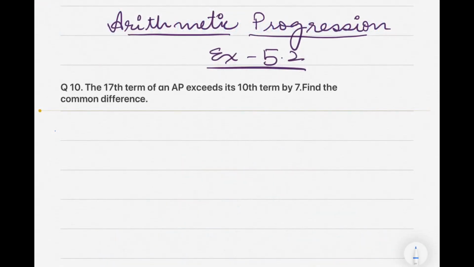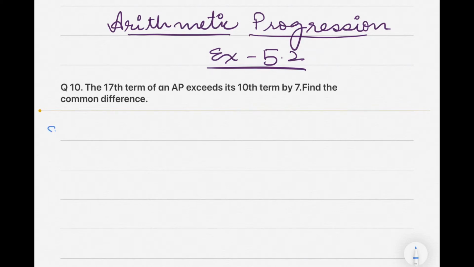Okay guys, so we have done 7th, 8th, 9th questions in the previous video. Now in this video, we are continuing with the arithmetic progression exercise 5.2 with question 10. So let's start this. Question 10 says the 17th term of an AP exceeds its 10th term by 7. Find the common difference. Okay, we have to find the d in this.